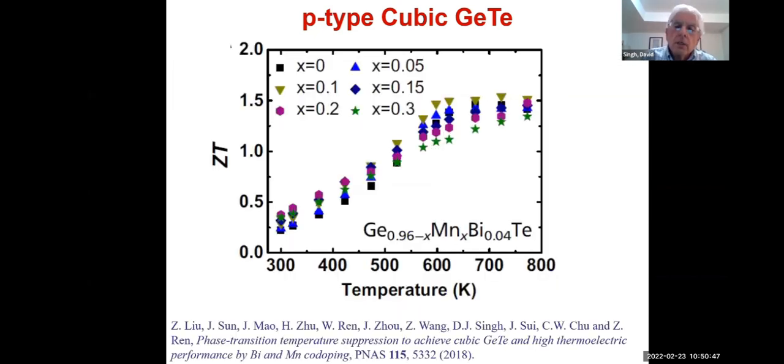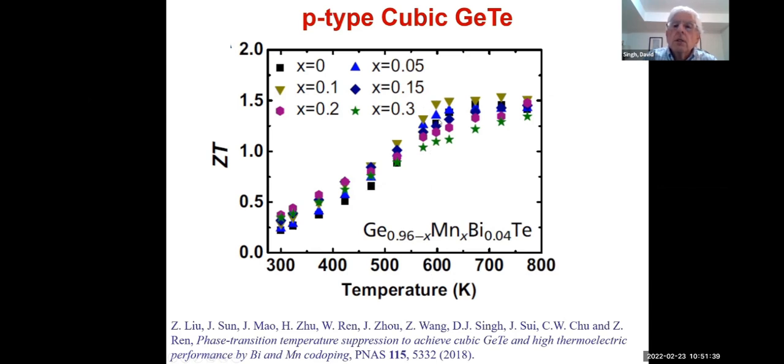Anyway, we were fortunate to have experimental collaborators. This is the group of Zifeng Ren, and he decided for different reasons to try to stabilize cubic germanium telluride down to low temperature. For this purpose, he found that manganese was a useful addition, and he added quite a lot of manganese. These are X equals. So X equals 0.1 means 10% replacement of germanium by manganese. That's a very big replacement that you would expect to have a very detrimental effect on the mobility. But nonetheless, what he found was that these samples have very high ZTs down to lower temperatures, 600 Kelvin.